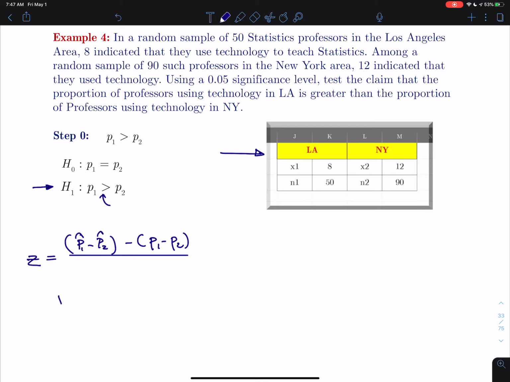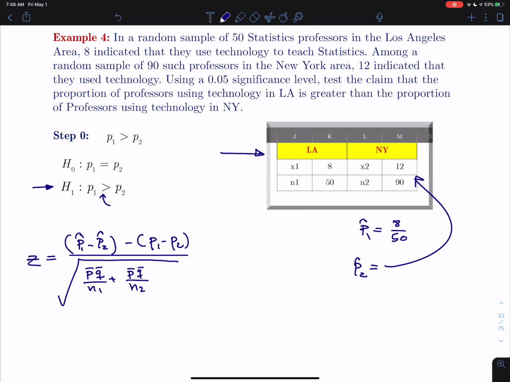Here we go. Remember, it'll be P bar Q bar over N1 plus P bar Q bar over N2. These are a lot of calculations and a lot of decimal values. So you definitely do not want to do this with paper and pencil. Because remember, what you need to do is find P1 hat, which is 8 divided by 50. You need to find P2 hat, which comes from here, which is 12 divided by 90. Then you need to find P bar, which is x1 plus x2 divided by n1 plus n2. And then you want to find Q bar, which is 1 minus P bar.